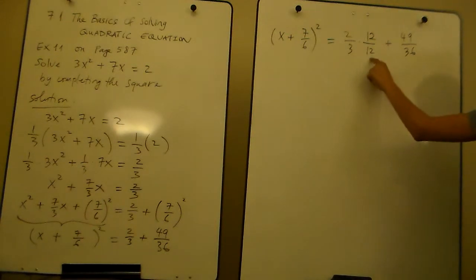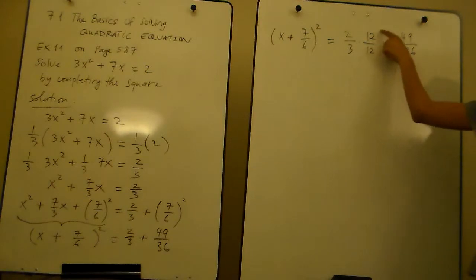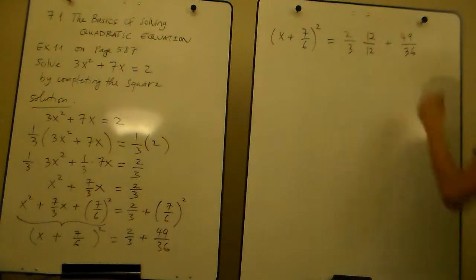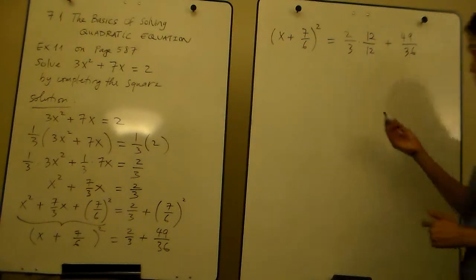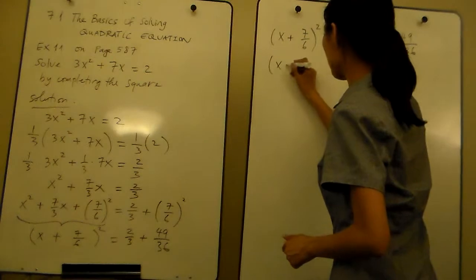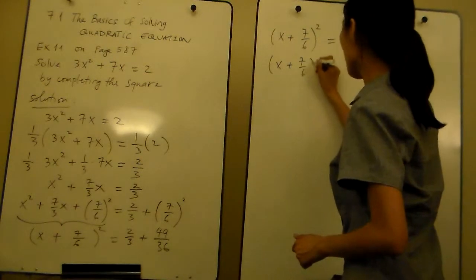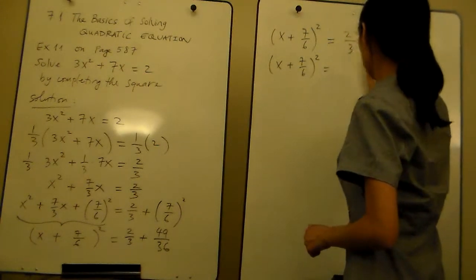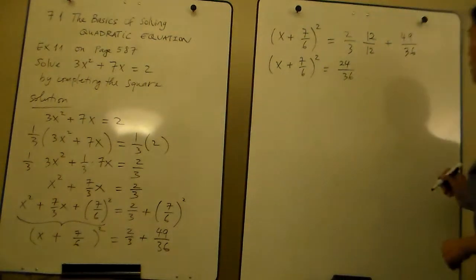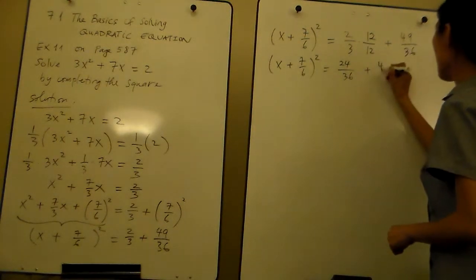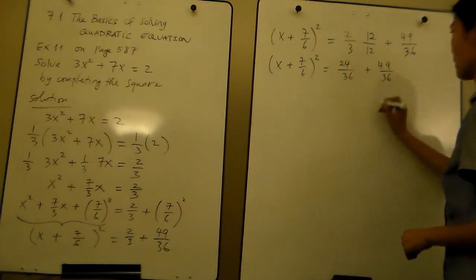And when I multiply by 12 in the denominator, I need to also multiply by 12 in the numerator so that I won't change the original value of this term. So continue. We have x plus 7 over 6 squared, equals 2 times 12 is 24 divided by 36 plus 49 divided by 36.